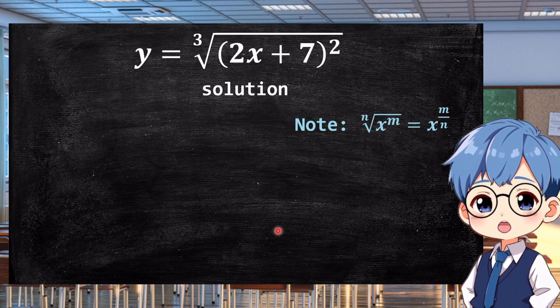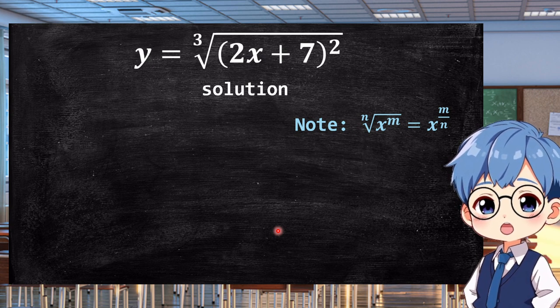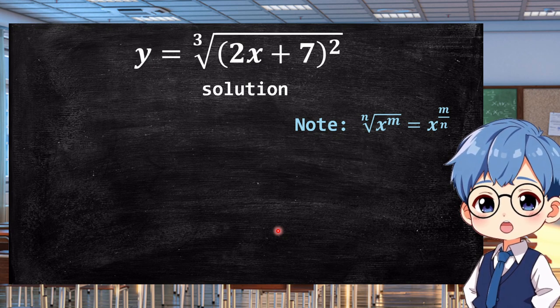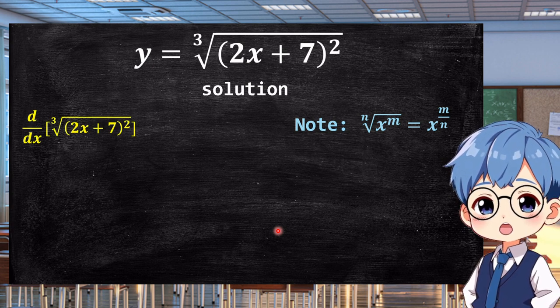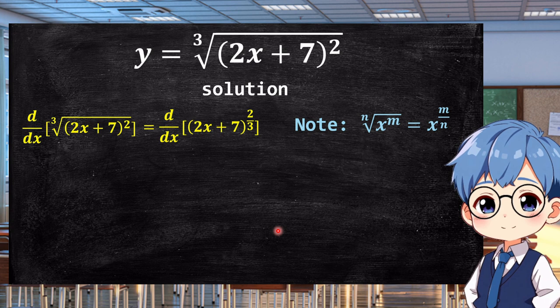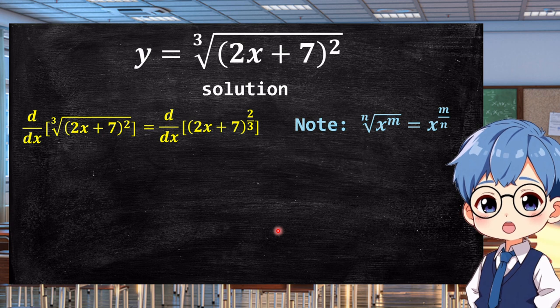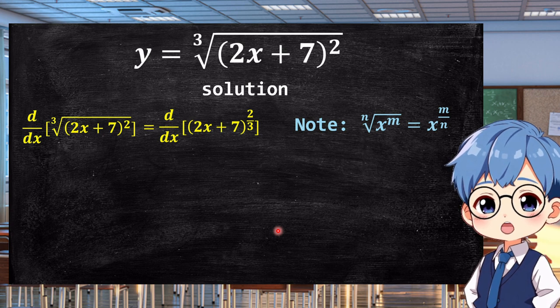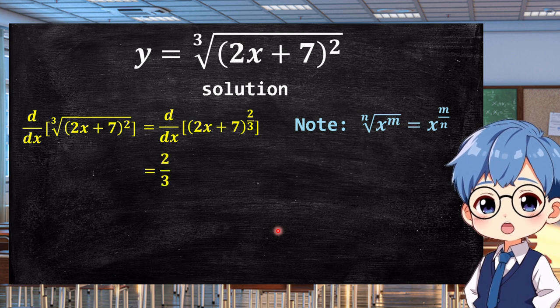So take note that we can rewrite a radical. For example, if we have the nth root of x to the power of m, that is equal to x to the power of m over n. So in this case, if we have the cube root of (2x plus 7) squared, we can rewrite this into (2x plus 7) to the power of 2 over 3. We can now apply the chain rule. So first, we bring down 2 over 3.